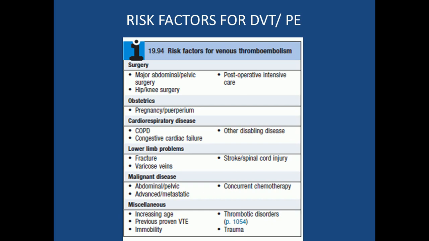For each of these predisposing factors, one or two or even three of the Virchow triad factors can be contributing to the pathogenesis of DVT and pulmonary embolism in these patients.